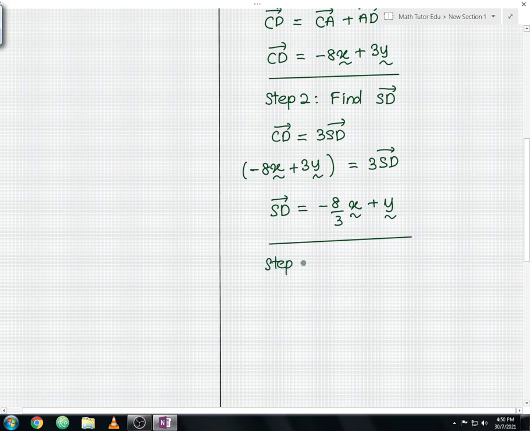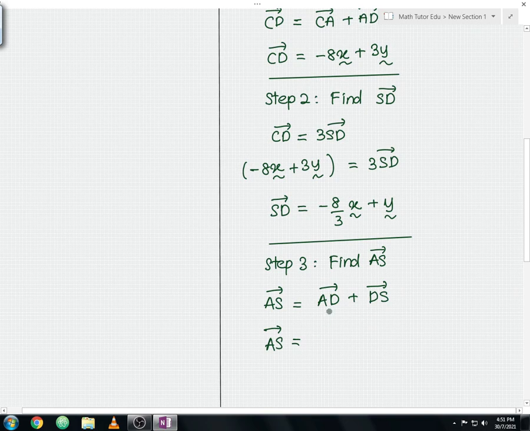Step 3: find vector AS. To find vector AS, we're going to use the law of addition, where we add the vector AD plus vector DS. In step 2, like I said, we found SD, but now we are required to find DS. DS is the opposite direction of SD, so you just multiply the whole vector SD by negative, guys. It is understood.